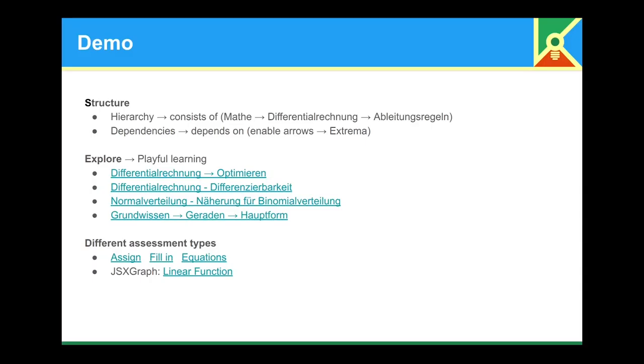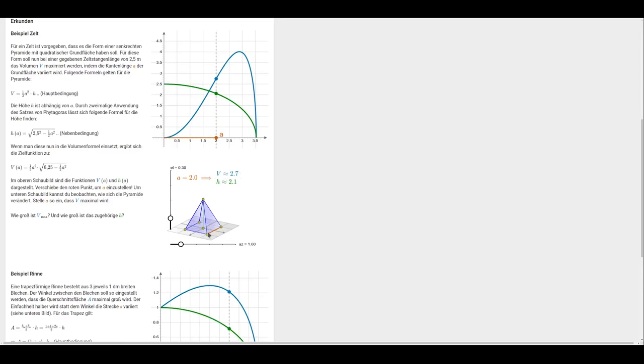Next, I'll show you some examples for playful learning. Like this one, optimization problem. You see here is a tent, and we would like to maximize the volume of the tent, and we can vary the edge of the base. And as you can see, the blue graph is the volume, the green graph is the height, and the red line is the length of this edge, and somewhere here is the maximum.